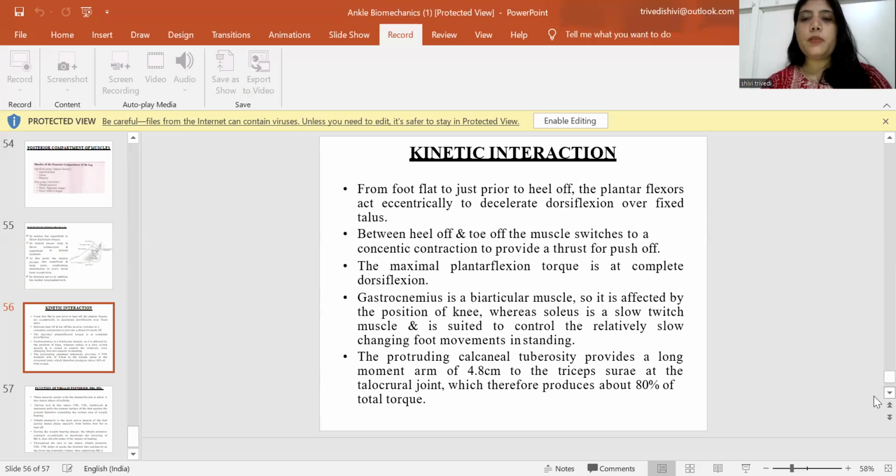Gastrocnemius is a biarticular muscle, so it is affected by the position of the knee, whereas soleus is a slow twitch muscle and is subjected to control the relatively slow swaying foot movements in standing. The protruding calcaneal tuberosity provides a long moment arm of 4.5 cm to the triceps surae at the talocrural joint, which therefore produces about 80% of total torque.